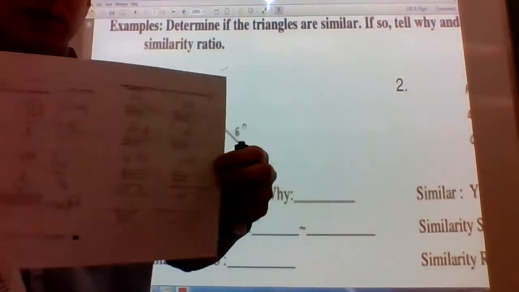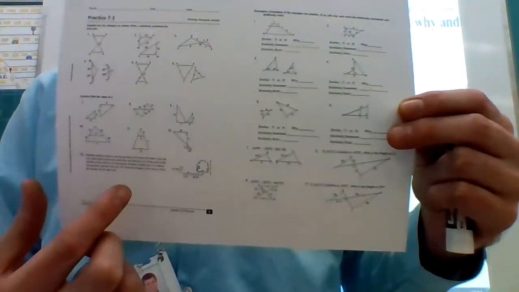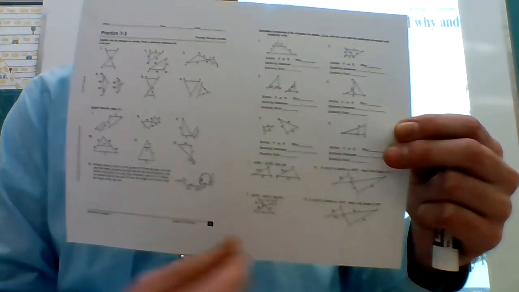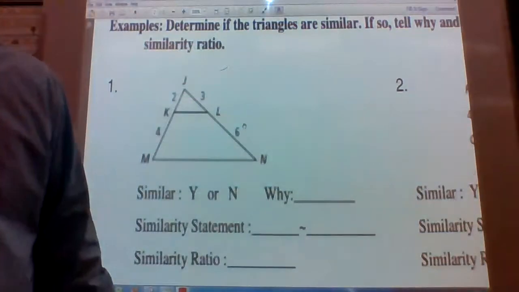This is the homework assignment that has the 7-3 on this half. The other half had some other problems. We're going to start by going over this half first, these 10 problems, and then I'll go to the other side and do the other 13 problems. There's 23 example problems on here.